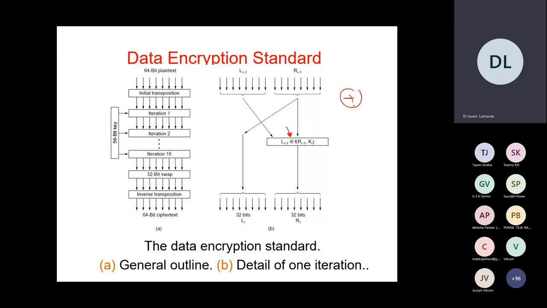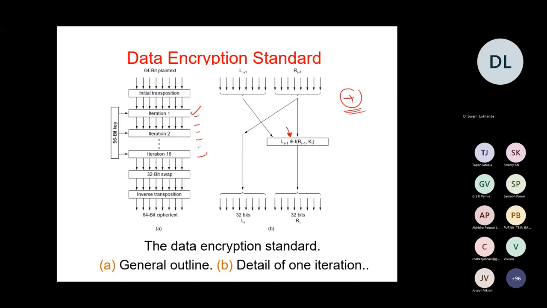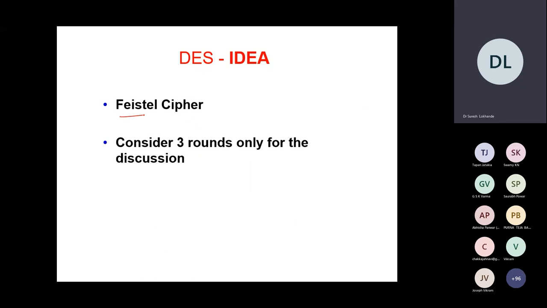How was this idea originated? Whatever activity you do in the first round, you repeat for 16 rounds by changing the key. For that, you should understand that the idea has come from the Feistel proof. I will try to convince you of this with respect to 3 rounds. We have to appreciate how people get such ideas.